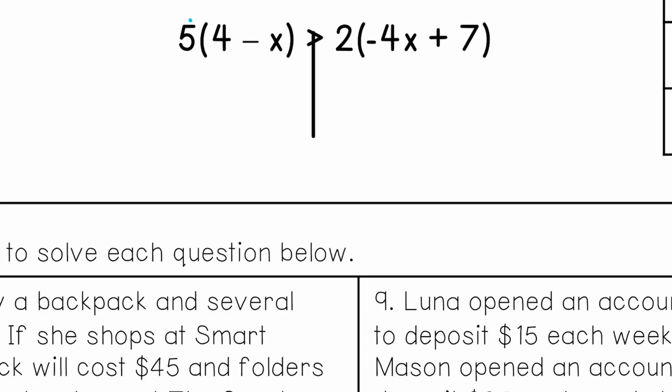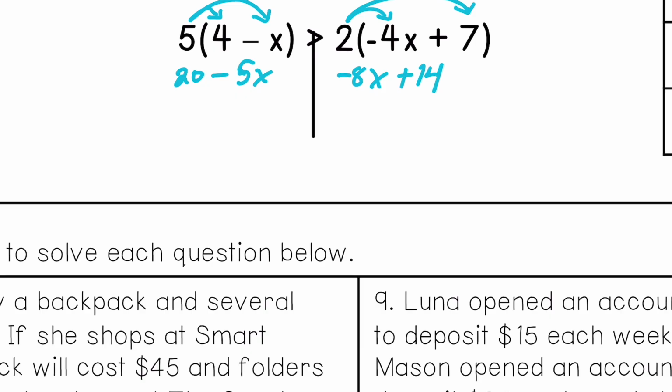Again, first thing we've got to do is distribute to get rid of these parentheses. 5 times 4 is 20. 5 times negative x is negative 5x. 2 times negative 4 is negative 8. 2 times 7 is positive 14.